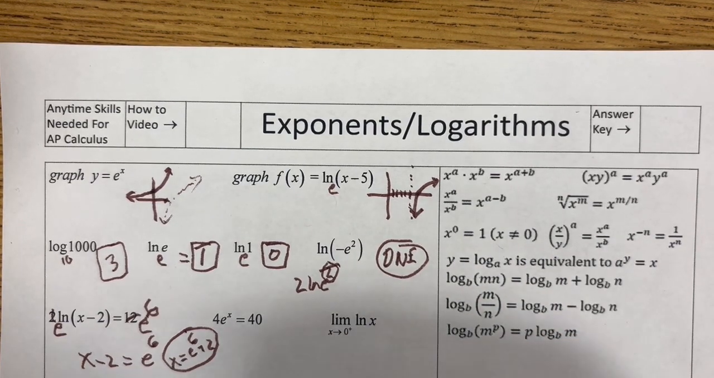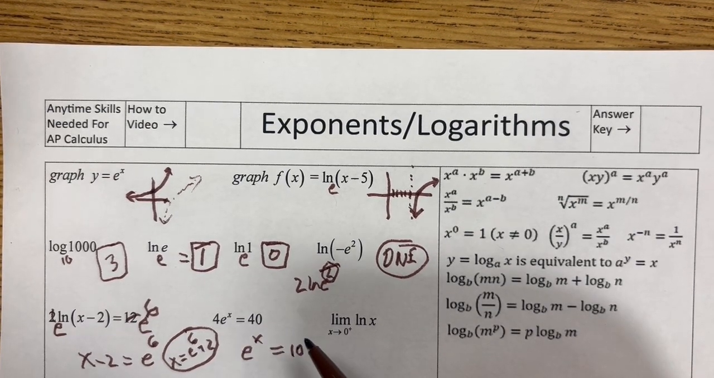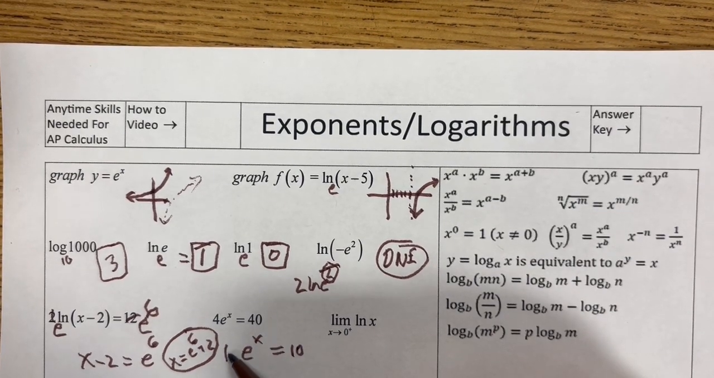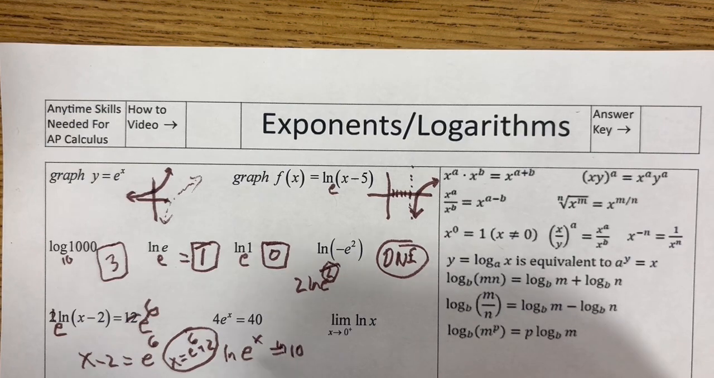Similarly, if the x is trapped in the exponent, first of all, we'd want to get this all by itself first by dividing by 4. Then the way to get the x out of there is by taking the ln of both sides. And that's because ln of e to the x is just x, and so x would be ln of 10.